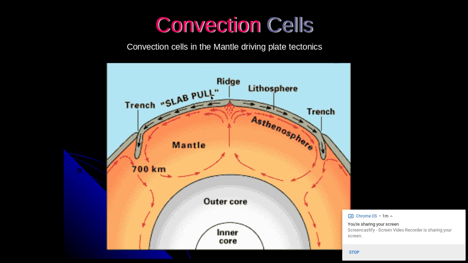Perfect, showing you the convection cells, the two plates moving apart from each other, here and here. And then the magma's coming here, and then the plate is sinking over here and over here. What we call this area right here is a trench, and what we call this area here is the ridge.